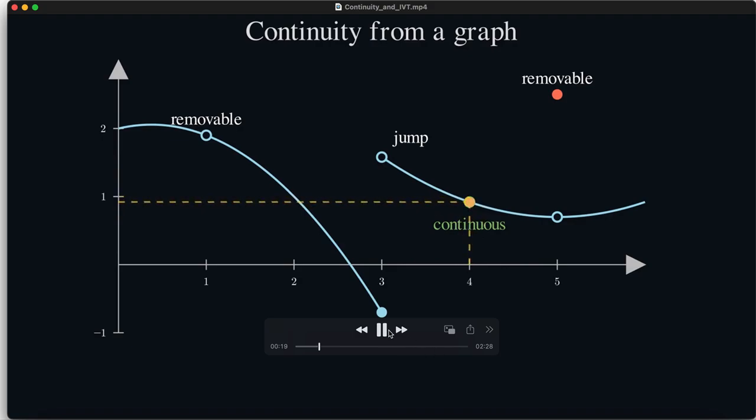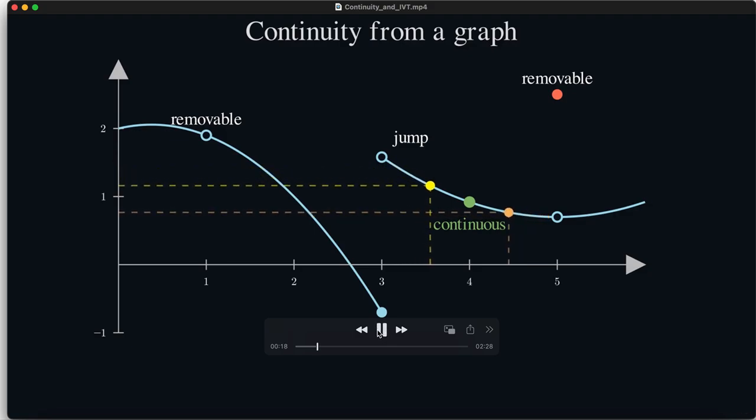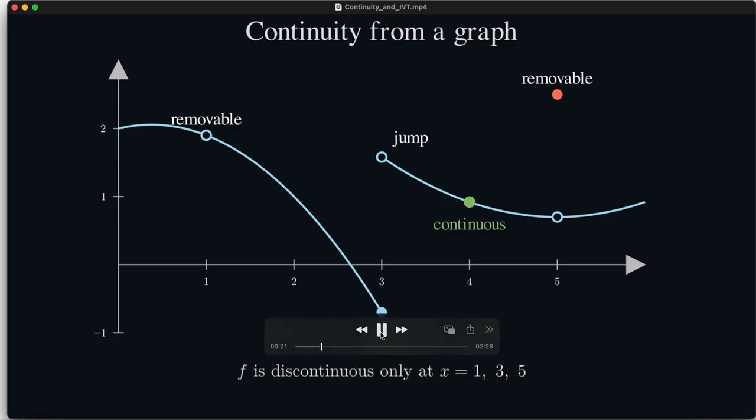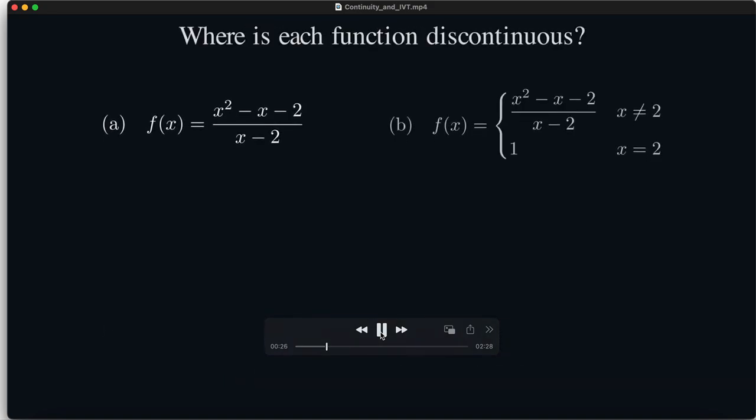There's the animation for x is 4, where it is continuous. Notice in the animation that the limit exists. As I approach from both sides, it approaches the same point. And at the green point, the function is defined and is equal to the limit. So that's why x is 4 is continuous. Okay, let's look at some algebraic examples.